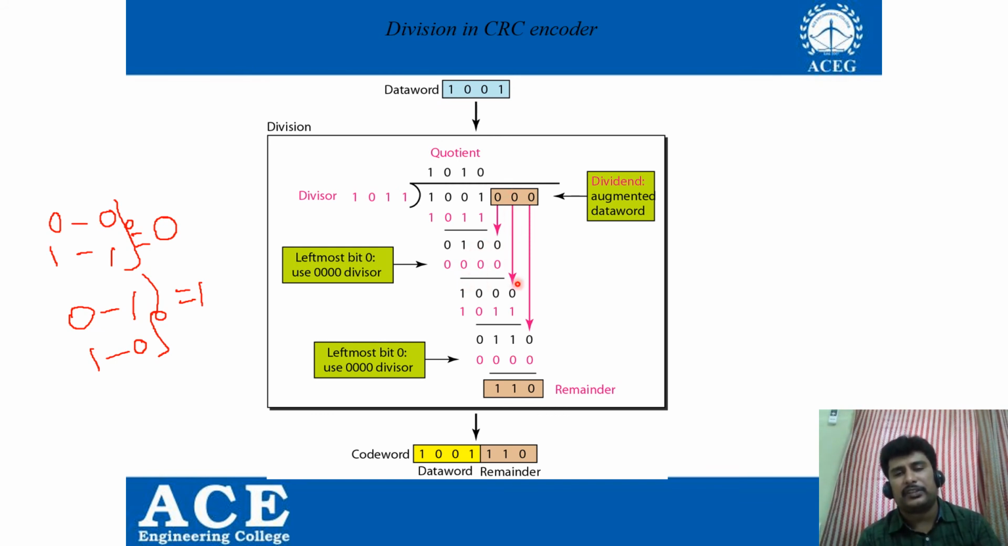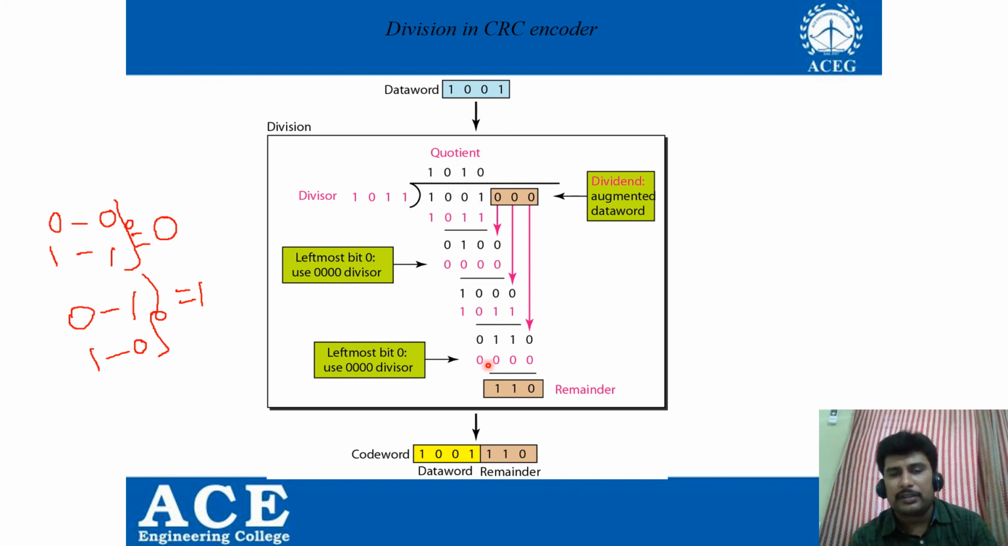Next, bring down the next 0. The first bit is 1, so you put the coefficient bit value as 1. So 1 0 0 0, 1 0 1 1. Use these rules: 1 minus 1 is 0, 0 minus 0 is 0, 0 minus 1 is 1, 0 minus 1 is 1. So we have 0 1 1 1, and finally bring down the last 0 value here, 0 1 1 0. The first bit is 0, so the coefficient bit will be 0.